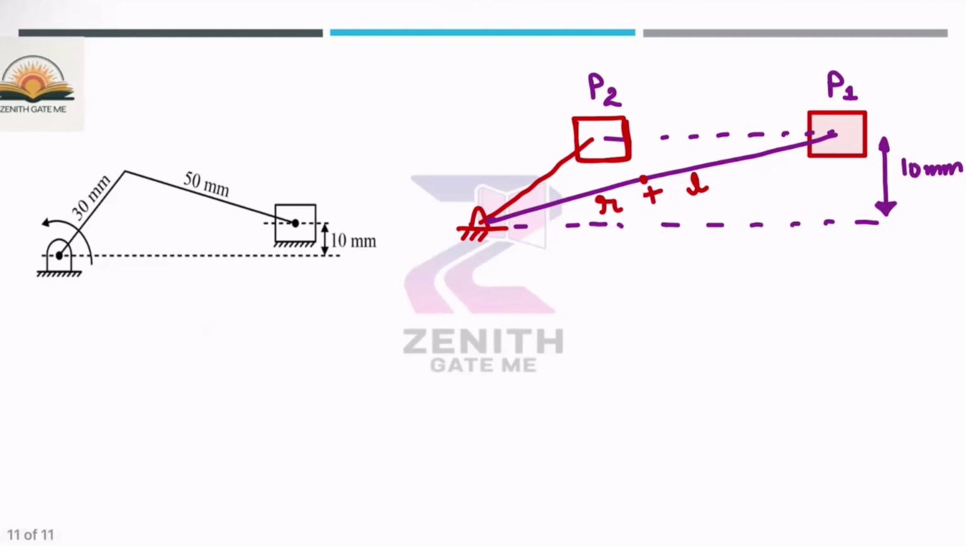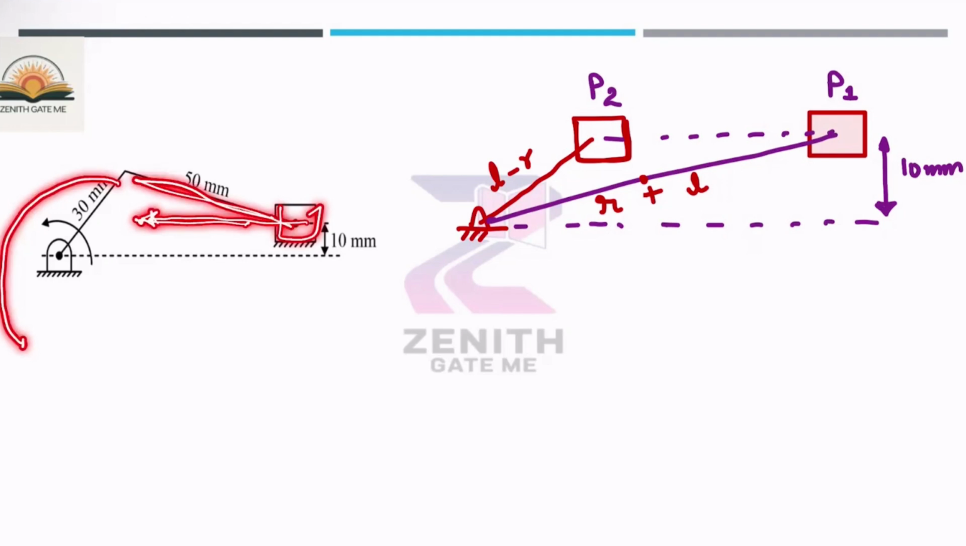And when the slider is moving in this direction, it will reach this particular position P2. This is the second extreme position. So what is this particular length? This length is L minus R, because the slider is moving in this direction, so the crank will rotate like this, and this line will be in line with the crank.